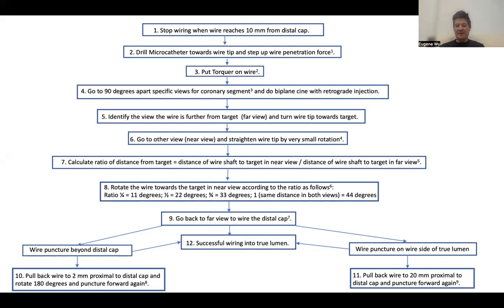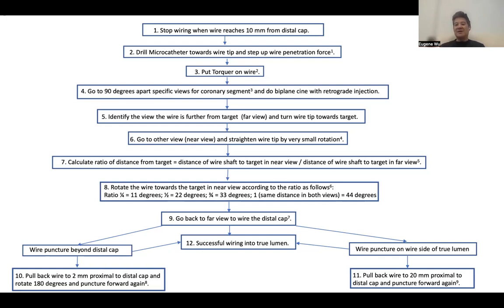Okay. Number five, identify the view where the wire is farthest away from the target. This we'll call the far view. And then turn the wire towards the target in this view. Number six, go to the other view, the near view, and straighten the wire tip by a very small 1 to 2 degree wire rotation.